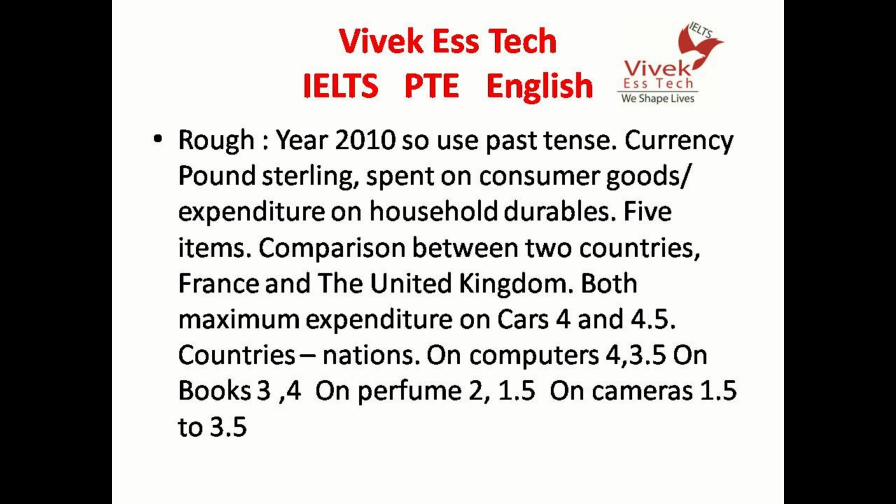Both maximum expenditure is on cars, 4 and 4.5. The rough work doesn't have to be very detailed. It is rough work. It can be done on the question paper, on the back side of the question paper. Countries we can call nations. And on computers, they spent 4 and 3.5. On books, 3 and 4. On perfume, 2 and 1.5. On cameras, 1.5 to 3.5.